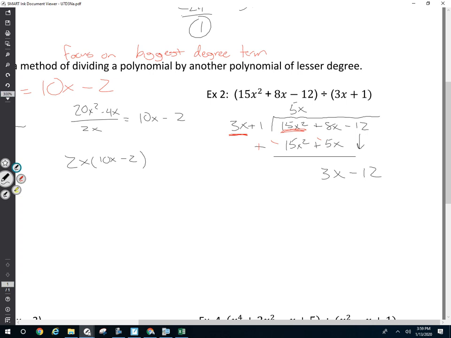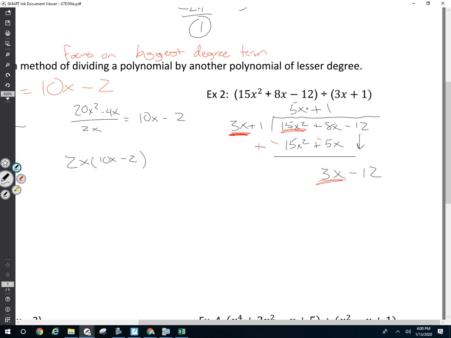How many times, and now we, again, start over. My biggest term and my biggest term. How many times does 3x go into 3x? Once. The other stuff is going to take care of itself. Include a plus 1, because we're talking about terms separated by addition.